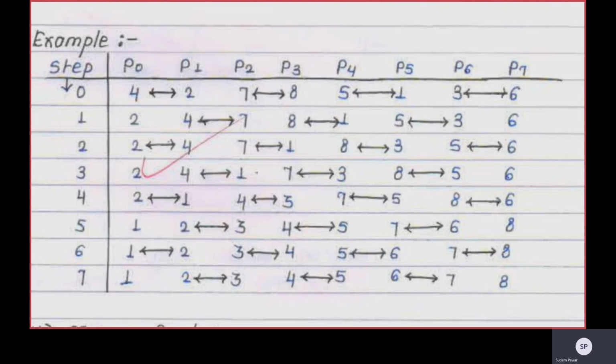This is also called the even step, where you need to compare a pair of elements. The even-indexed elements, that is 4, 7, 5, and 3, are compared with the next odd element, that is 4 with 2, 7 with 8, 5 with 1, and 3 with 6. Okay, and that is P0 and P1.